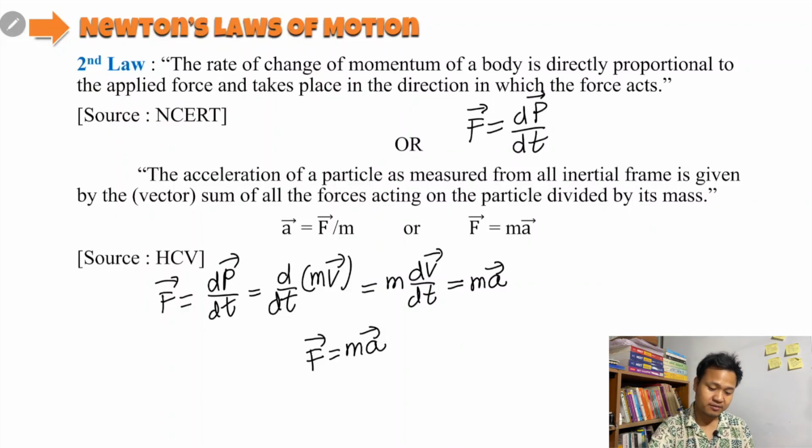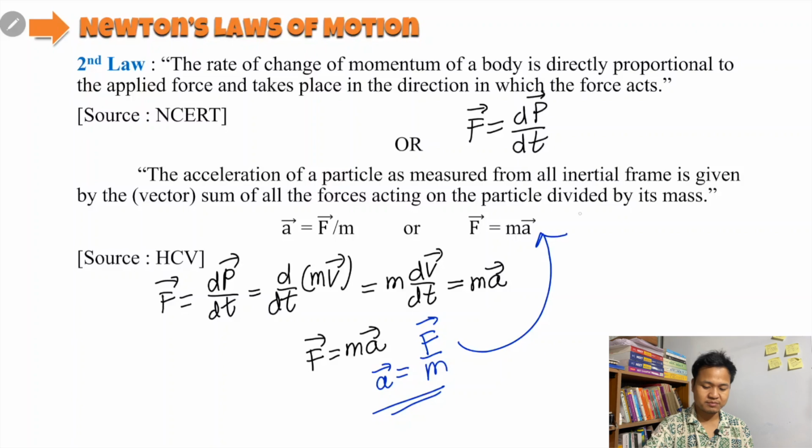From here, for acceleration, if you transfer the mass to that side, you'll have force divided by mass. This is what is basically written here in this definition. The acceleration of a particle as measured from an inertial frame is basically the vector sum of all the forces, so the net force, divided by its mass.